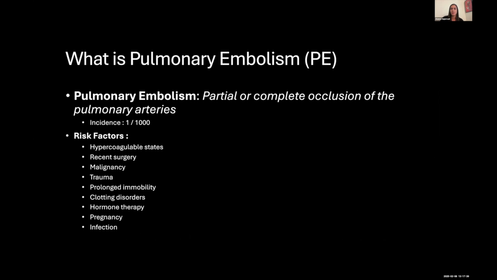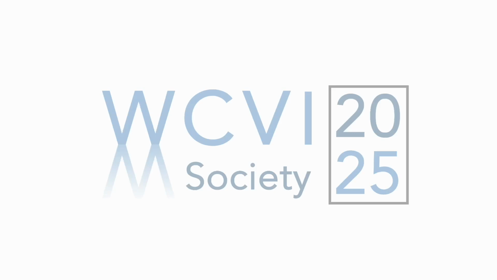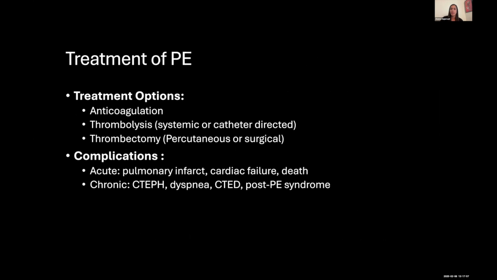So what is pulmonary embolism? Pulmonary embolism is partial or complete occlusion of the pulmonary arteries with a 1 in 1,000 incidence. Risk factors include hypercoagulable states, recent surgery, malignancy, trauma, prolonged immobility in flights and car rides, clotting disorders, hormone therapy, pregnancy, and infection. Treatment of PE includes anticoagulation, thrombolysis, either systemic or catheter-directed, and thrombectomy, which could be percutaneous by the interventional team or surgical and open. Complications of PE acutely include pulmonary infarct, cardiac failure, and death, and chronically include CTEPH and CTED, dyspnea, and post-pulmonary embolism syndrome.